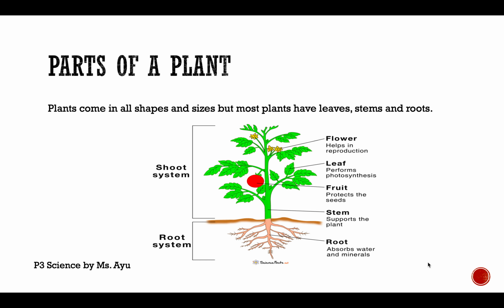Okay, this picture shows you the parts of a plant. Plants come in all shapes and sizes, but most plants have leaves, stems, and roots. Here also comes the function of each part. The flower helps in reproduction. The leaf performs photosynthesis. The fruit protects the seed. The stem supports the plant, and roots absorb water and minerals.